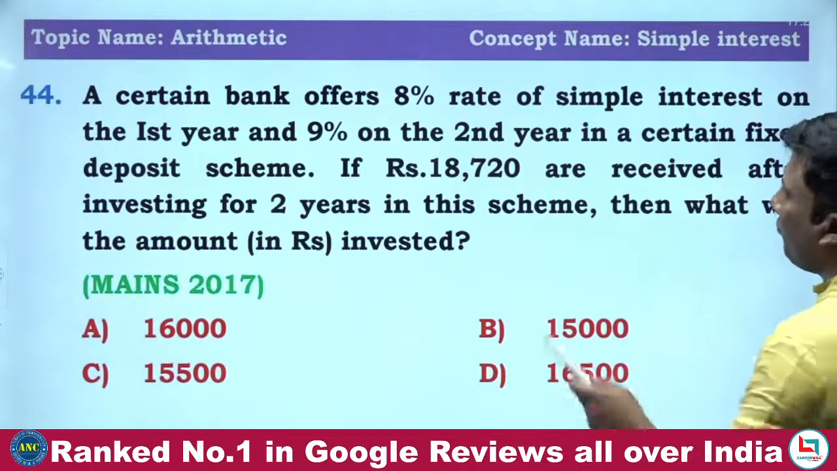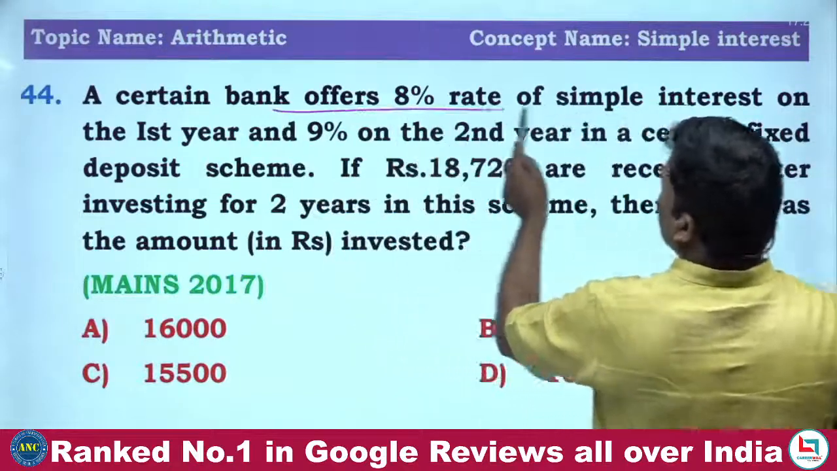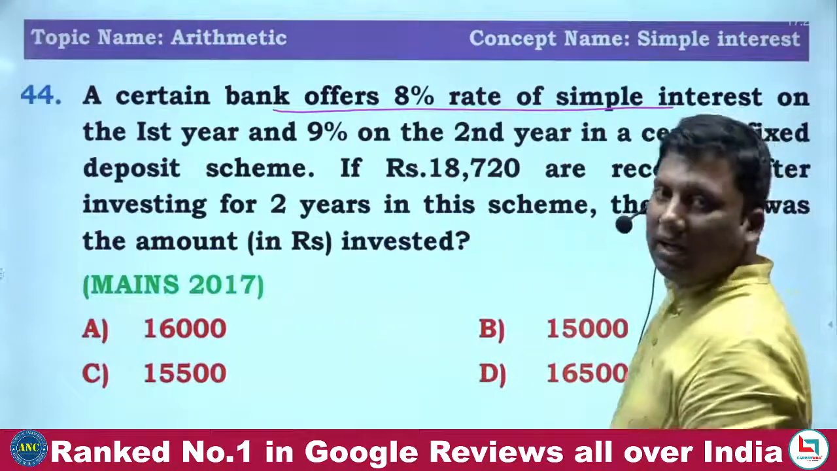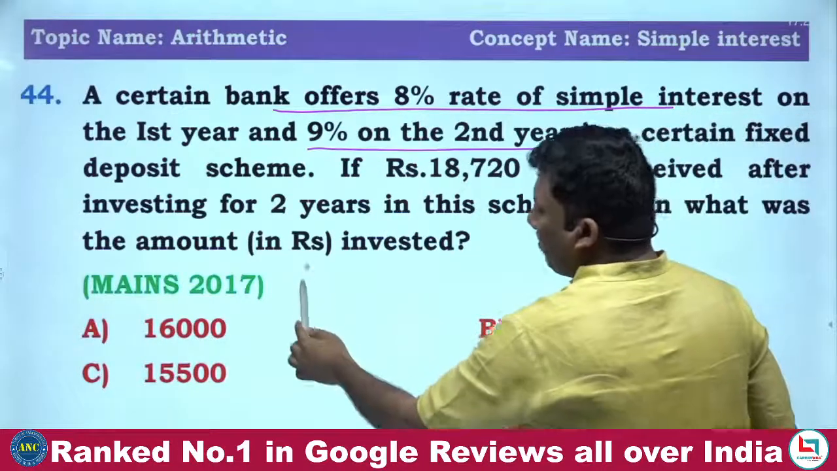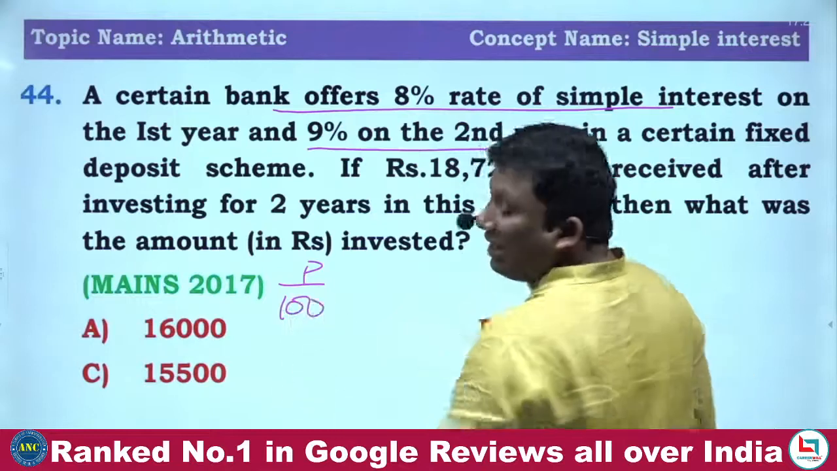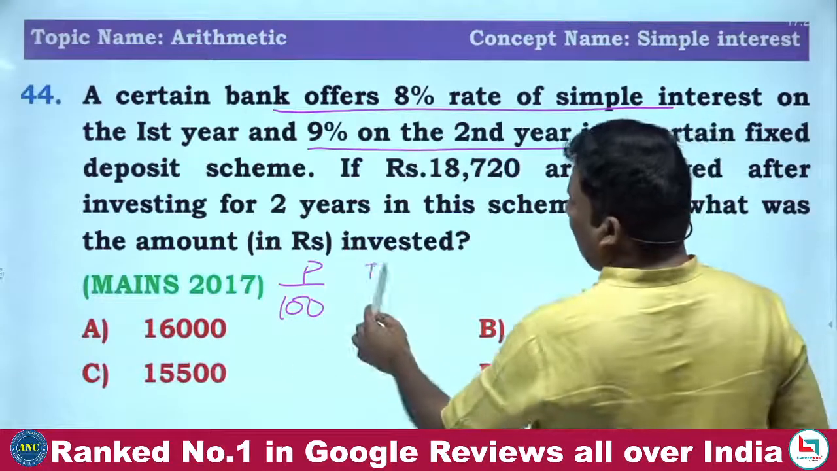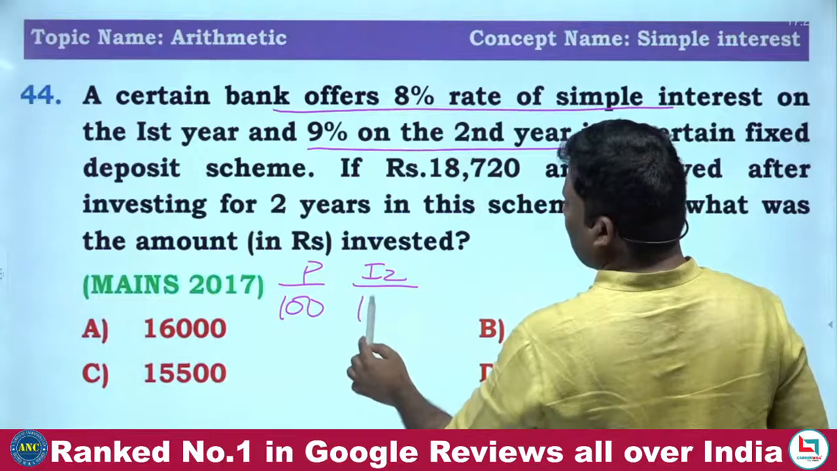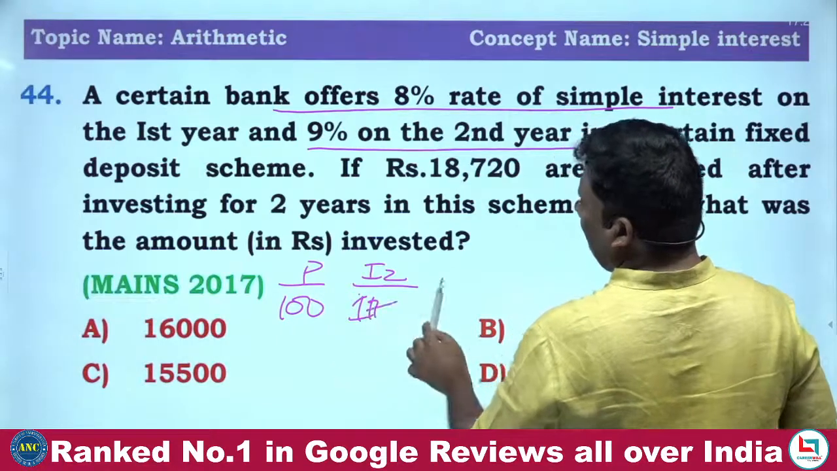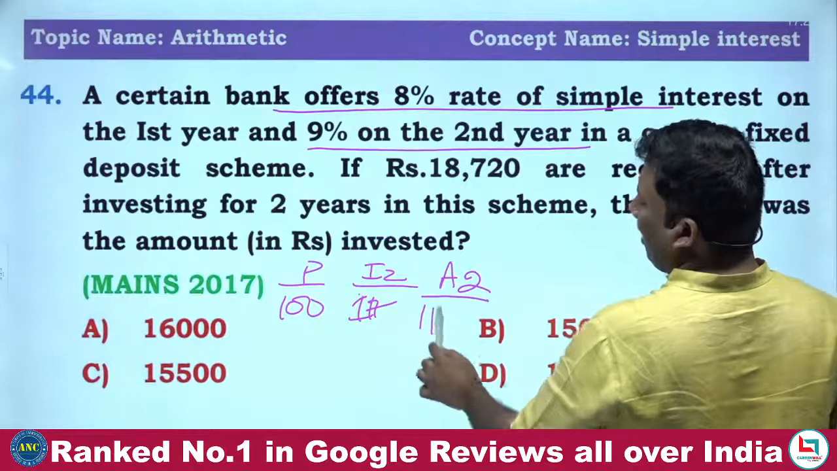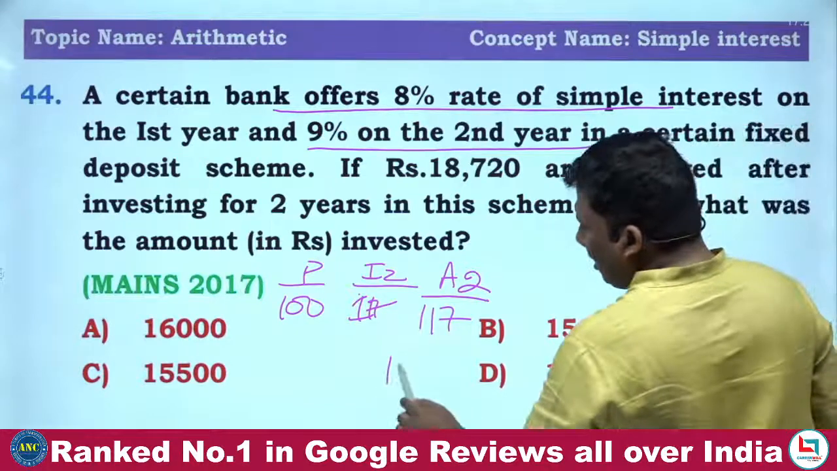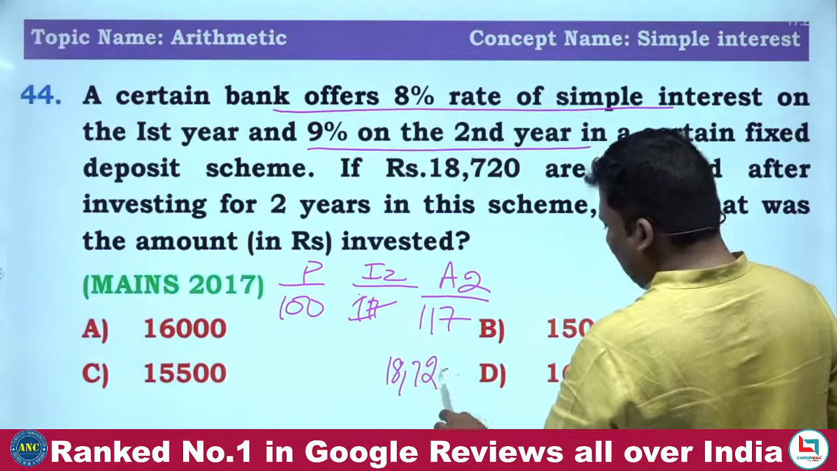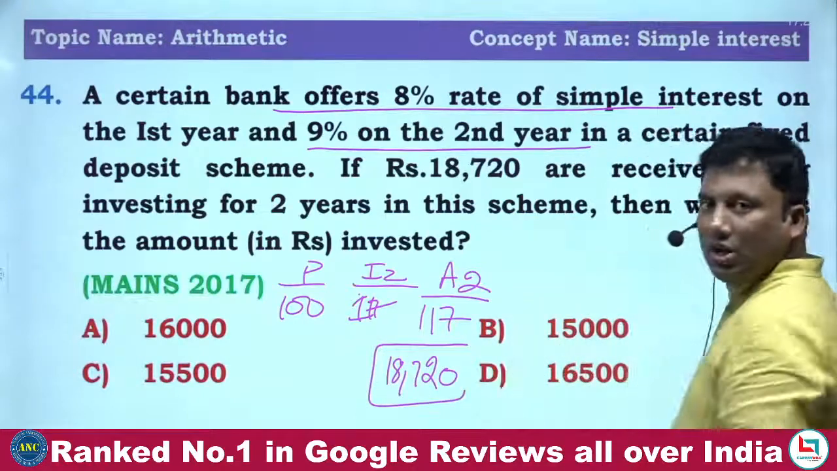See here. A certain bank offers 8% simple interest on first year and 9% on second year. So if the principal is 100, first year it is 8 more, second year it is 9 more, total it is 17. Amount after 2 years will be 117. If rupees 18,720 are received after investing for 2 years, it is received. See here.